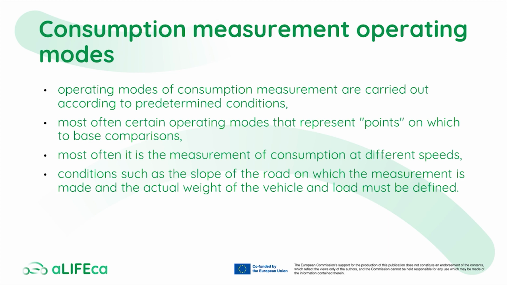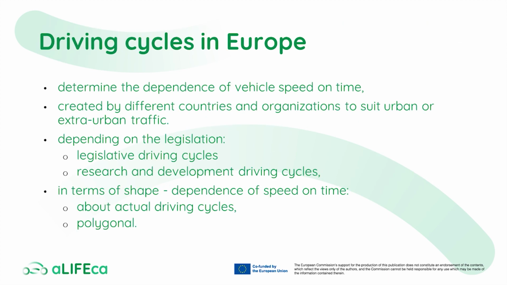One of the most reliable methods of measurement is the measurement of fuel consumption at different speeds. This method requires that the slope of the track and the weight of the vehicle and load must be defined well before the measurement. Driving cycles determine the dependence of vehicle speed on time. They are created by different countries and organizations to suit urban or extra-urban traffic.